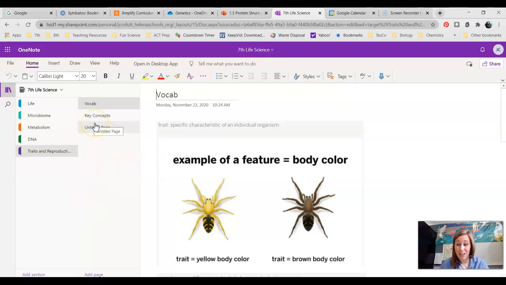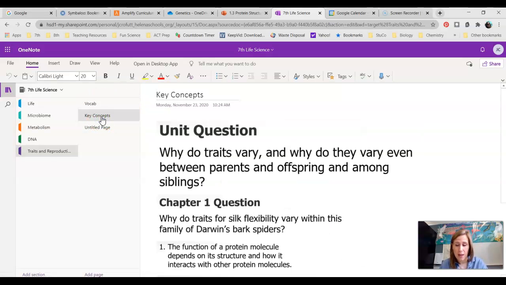So we're going to do a lot of things outside of Amplify in this unit, which will be nice. I'm sure you guys all could use a little break from it. And that's kind of how the rest of the year will look like now that I'm back in the saddle. Okay, so 2 pages to add there. You're going to title the first one vocab, and the second one is going to be your key concepts.